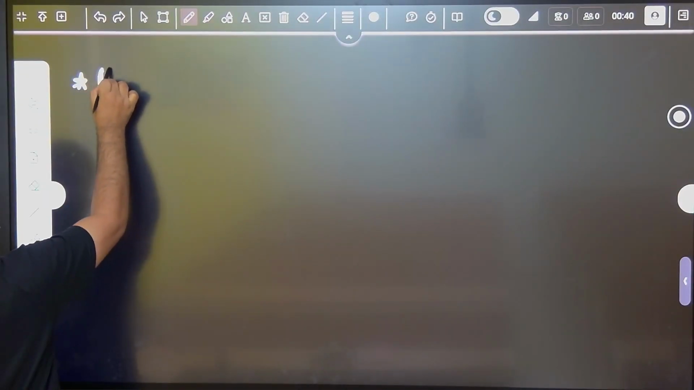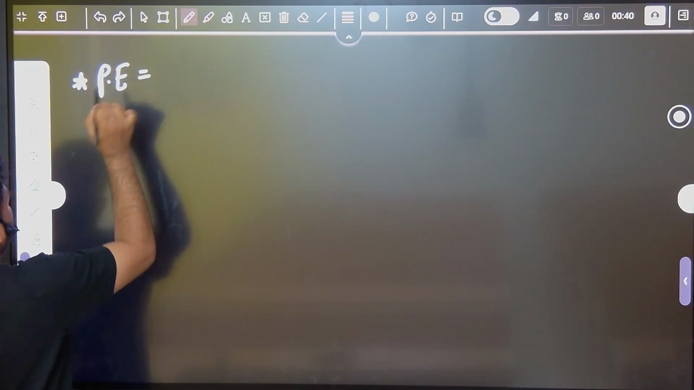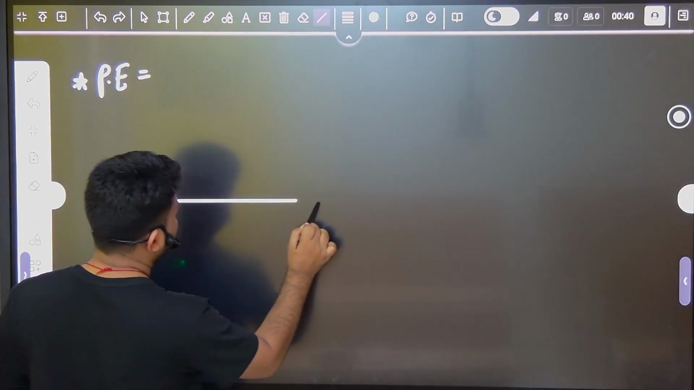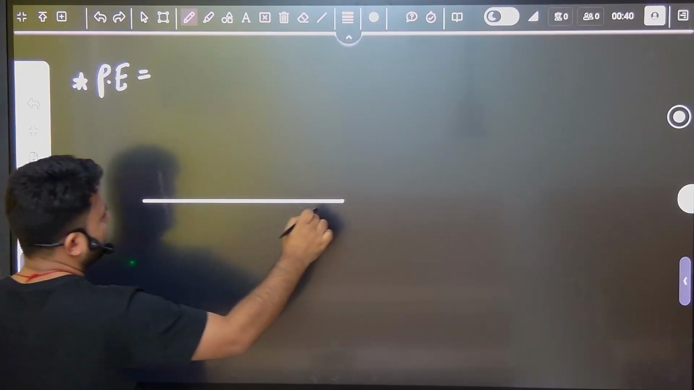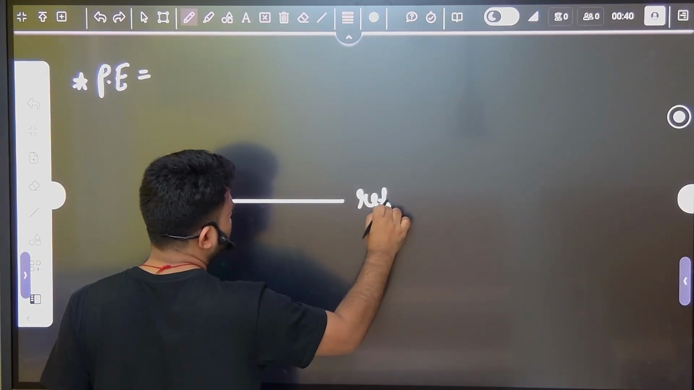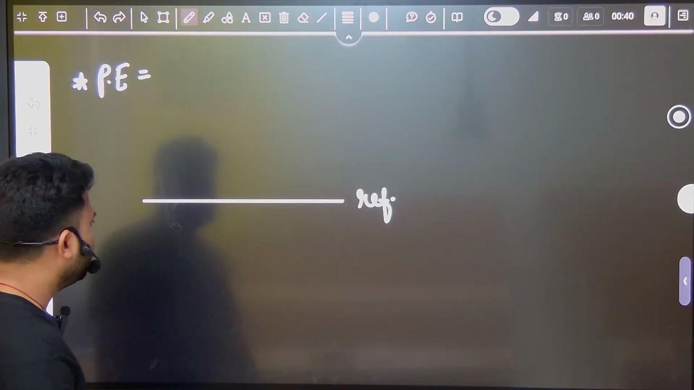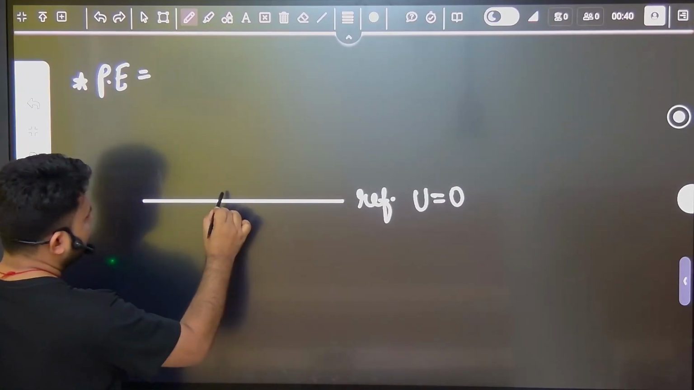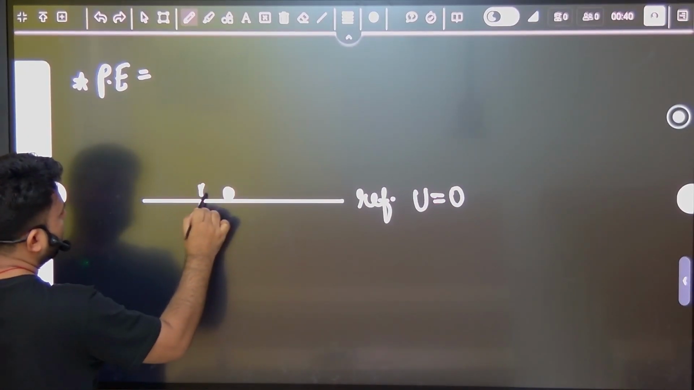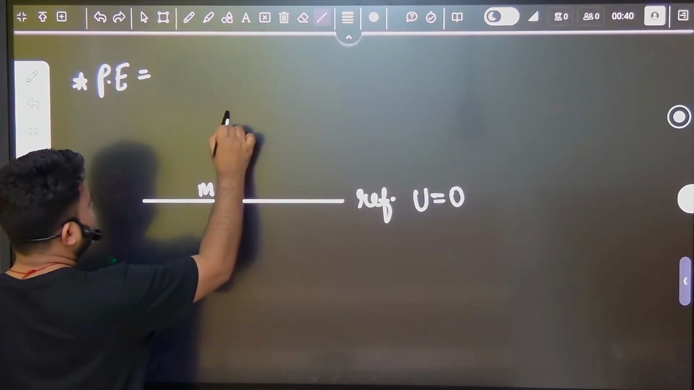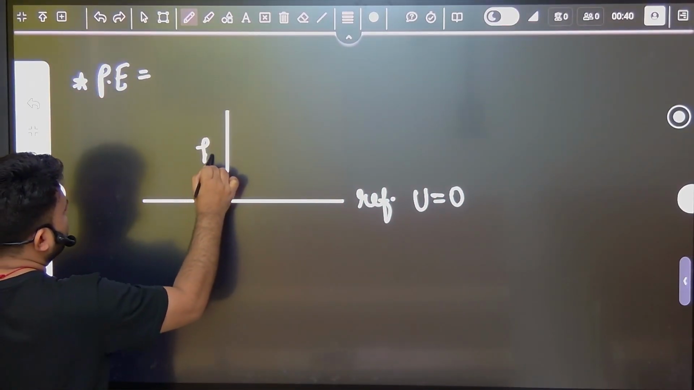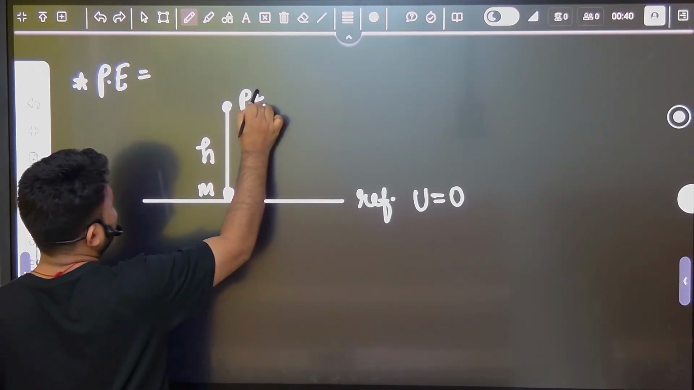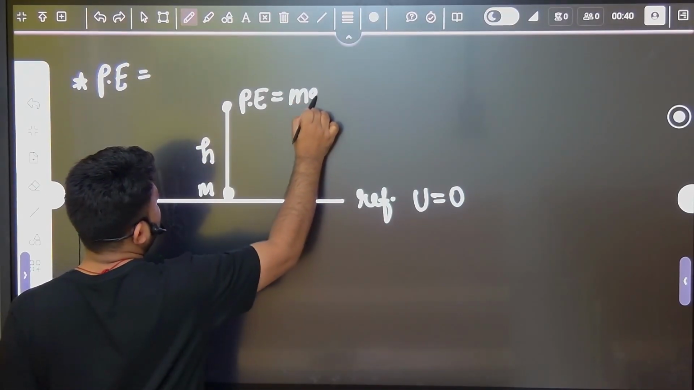Next, potential energy. See, for potential energy, first we consider one reference level. Suppose this is the ground and this is our reference line. Here we take potential energy as 0. And there is a mass m. If it goes to a height h above the ground, if the ball is here, someone asks what is the potential energy right now. So potential energy formula is mgh.